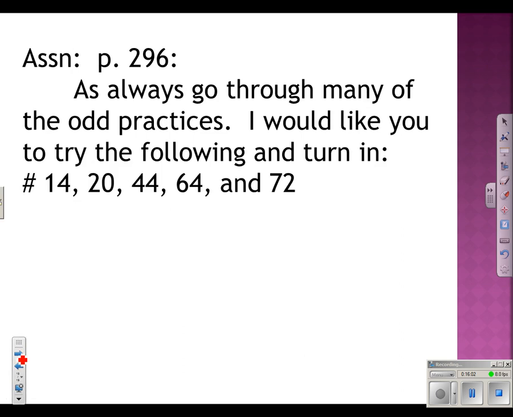All right, that's it for me. Your assignment, turn to page 296 in the book. As always, you need to do a lot of practice with these problems, and some of you have not been doing much. I have assigned 5 of them that I want turned in, numbers 14, 20, 44, 64, and 72. So make sure that you spend some time this weekend and get comfortable with this. It's the last section of our chapter, so our test is coming up soon.